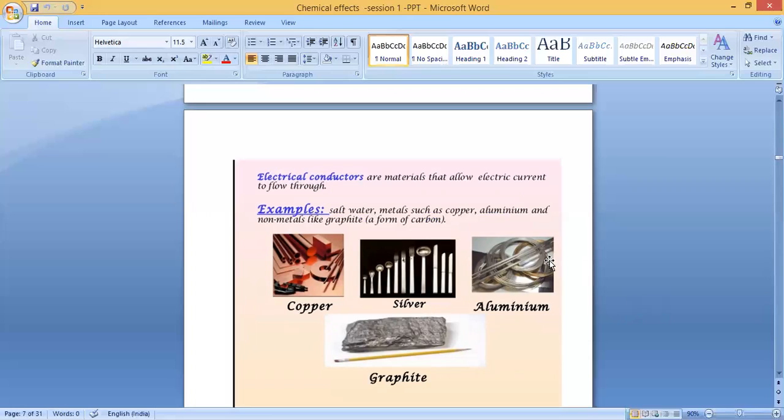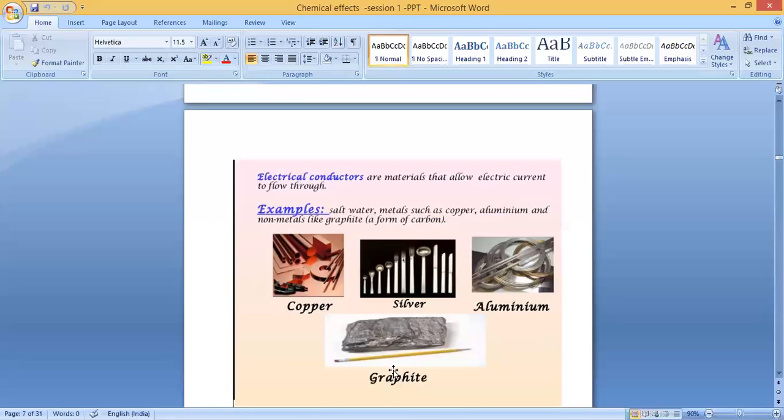Electrical conductors are materials that allow electric current to flow through. Examples: salt water, metals such as copper and aluminium, and non-metals like graphite, a form of carbon. Copper pipes and copper wires you can see here, and aluminium, like this fork and spoon.